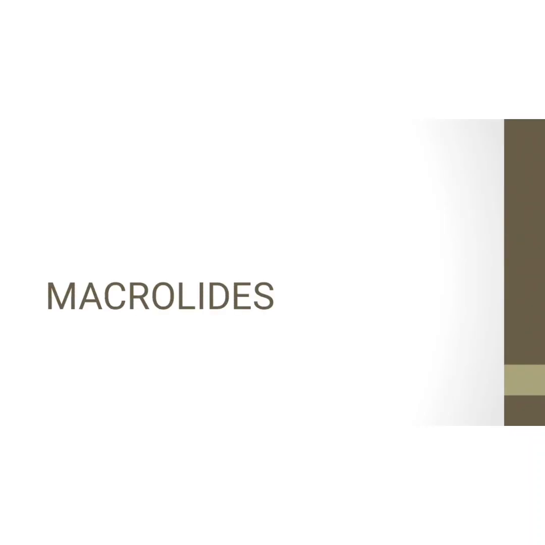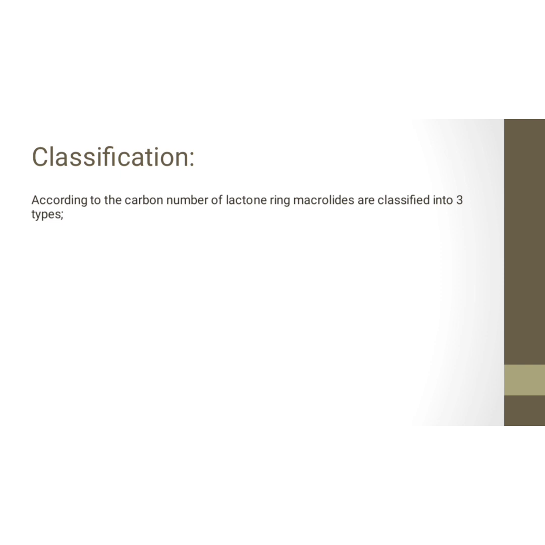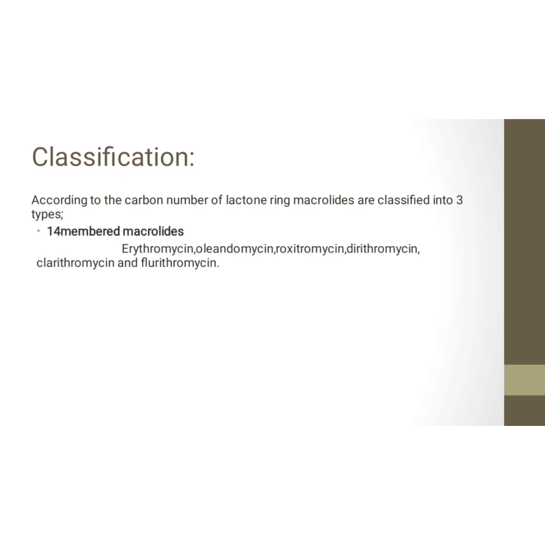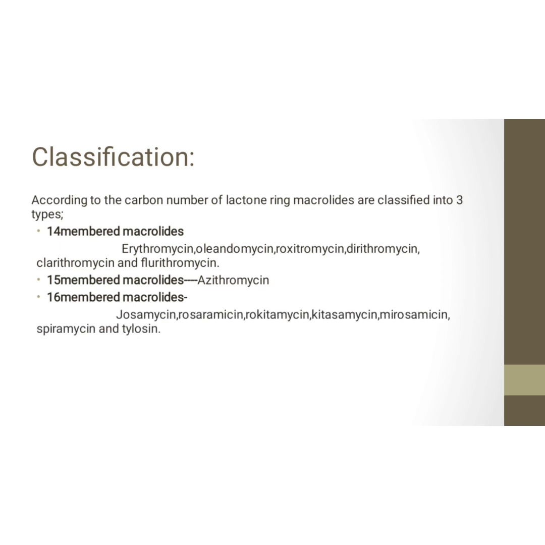All about macrolides. Classification. According to the carbon number of the lactone ring, macrolides are classified into 3 types: 14-membered macrolides such as erythromycin, oleandomycin, roxithromycin, dirithromycin, clarithromycin and flurithromycin. 15-membered macrolides: azithromycin. 16-membered macrolides: josamycin, rosaramicin, rokitamycin, kitasamycin, midecamycin, spiramycin and tylosin.